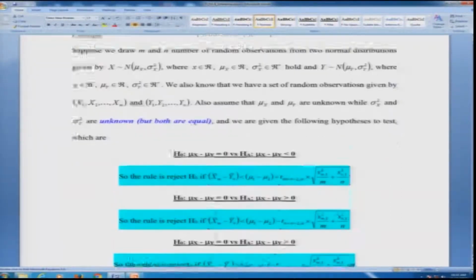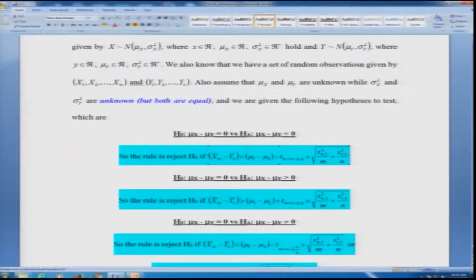multiplied by the pooled variance. In the case of the greater than type, the difference between the sample means is greater than or equal to the population mean difference plus the same value of t, but now 1 minus alpha is replaced by alpha, even though it is not written in the less than type, multiplied by the pooled variance.